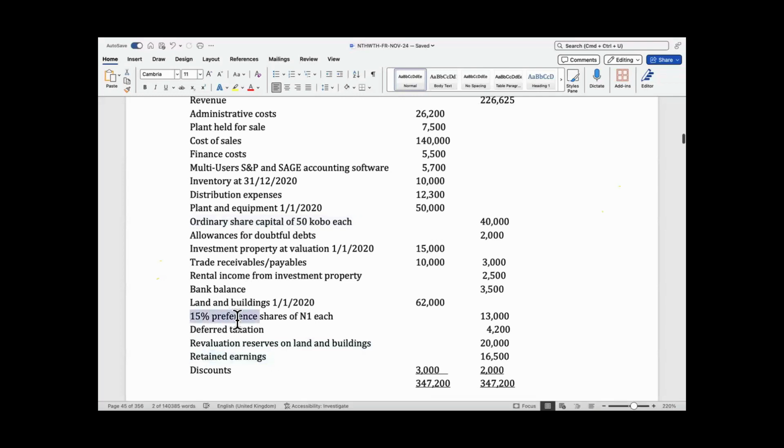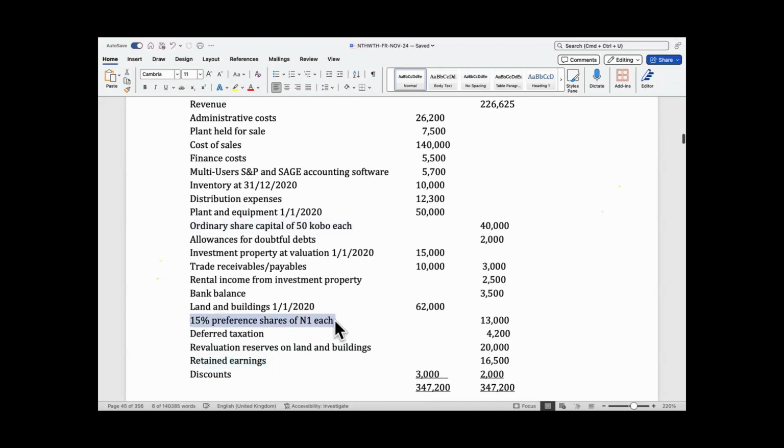Me, in this class, I will not treat preference shares as equity unless the examiner tells me that it is an irredeemable preference share. Because remember, when I was defining equity to you, I told you equity is a residual interest, interest that you get settled last. So if the examiner does not tell me that this preference share is irredeemable, looking at the definition of equity, I will not see this one as equity. Because this guy gets 15% every year as finance cost. It's preferential. So that is not equity.